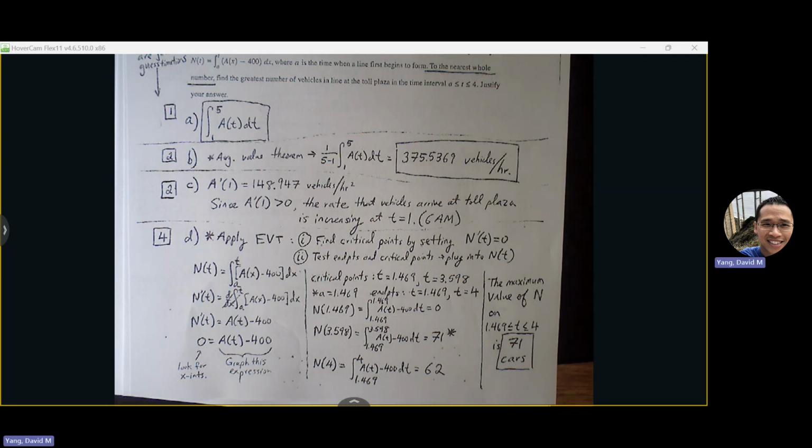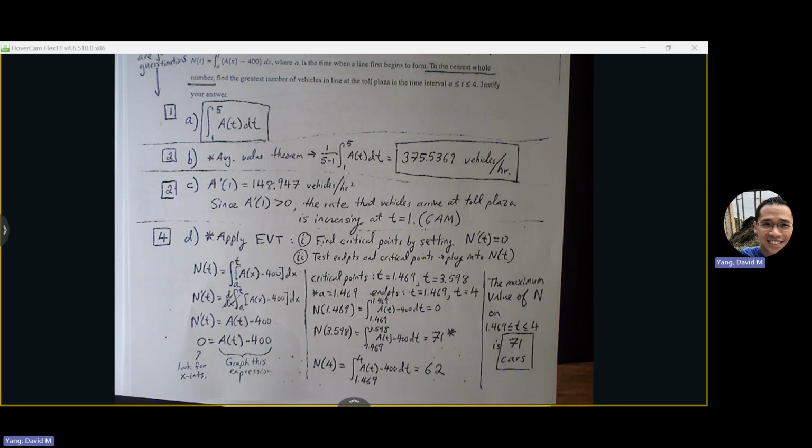So A through C, I think is pretty straightforward. Part D is where we have to go through a few more steps there. We know it's extreme value theorem for part D because it says find the greatest number of vehicles. So anytime you see the word greatest or least, it's essentially trying to get you to apply extreme value theorem and find your absolute max and absolute min. So for extreme value theorem, we're going to test endpoints and critical points. So critical points is where we have our function in question, the derivative, equal to 0.